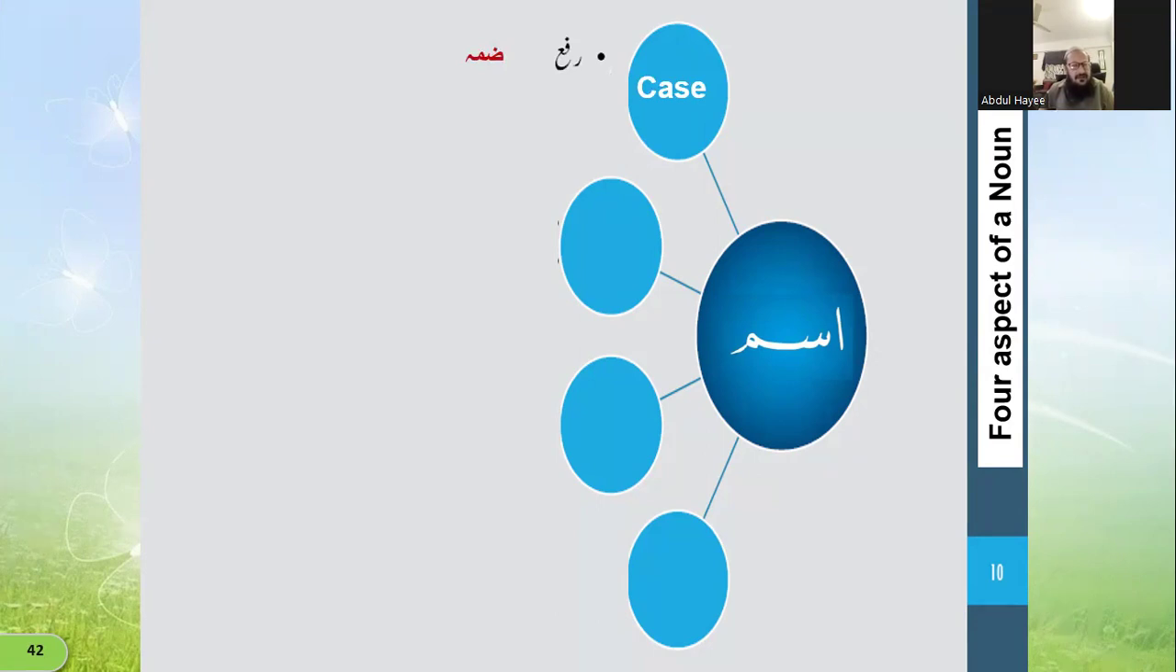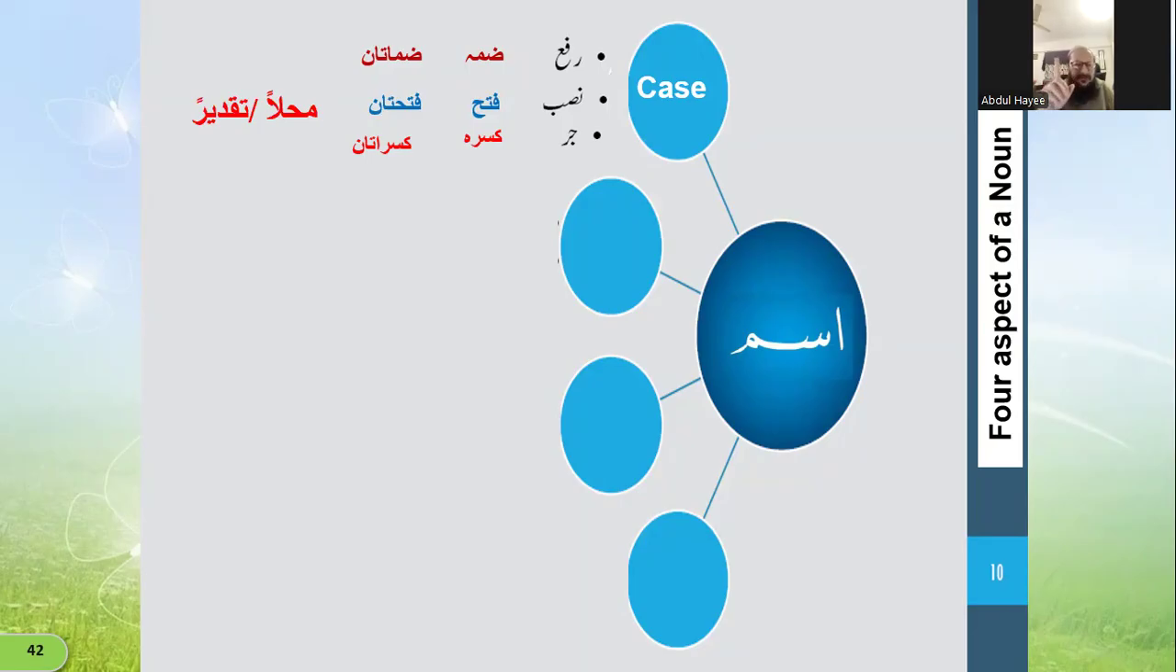Is the ism in rafa state, meaning it has dhamma or dhammatan? Is it in nasb state, meaning fatha or fatatan? Or is it in jar state, meaning kasra or kasratan? Or there is no dhamma, fatha, kasra, but it is mahallan or takdiran in the state of rafa, nasb, jar. Just like Musa, Musa, Musa.